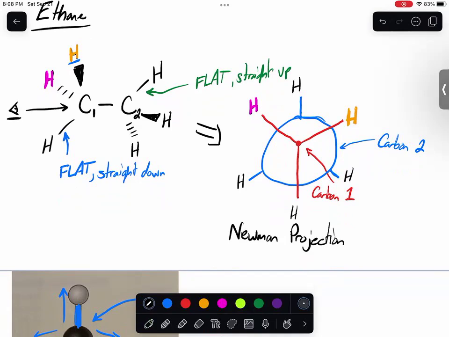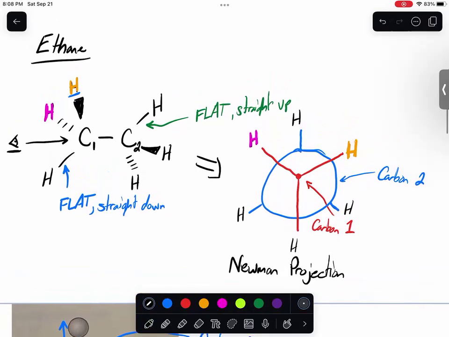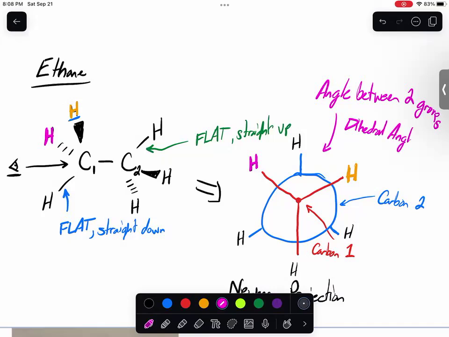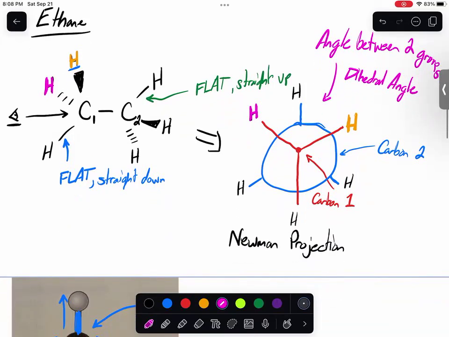And a couple things that we have to keep in mind here. One of them is that the angle between two groups is called our dihedral angle. All right. And so looking at this Newman projection that we've drawn over here, all those hydrogens, right?